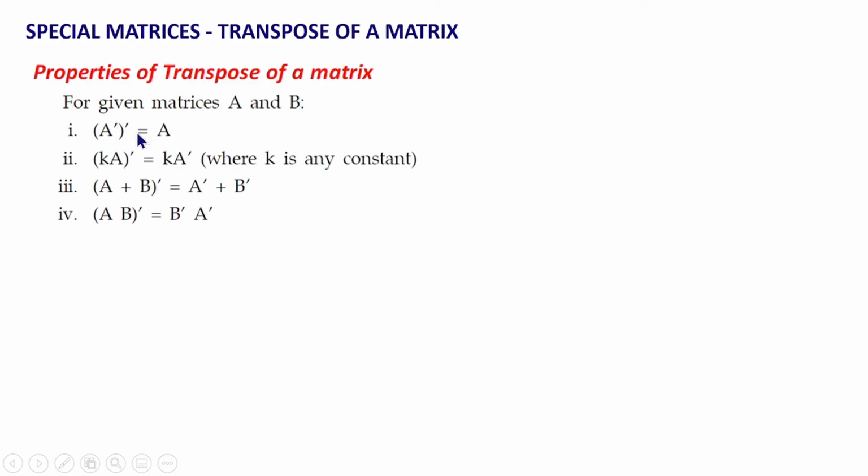Now moving on to properties of the transpose of a matrix. (A transpose) the whole transpose is equal to A. Then (kA) transpose is equal to k into A transpose. Then (A plus B) the whole transpose is equal to A transpose plus B transpose. Then (AB) the whole transpose is equal to B transpose into A transpose.